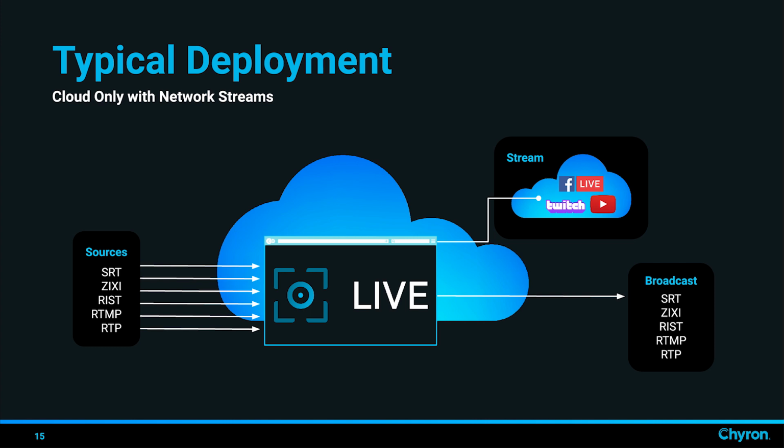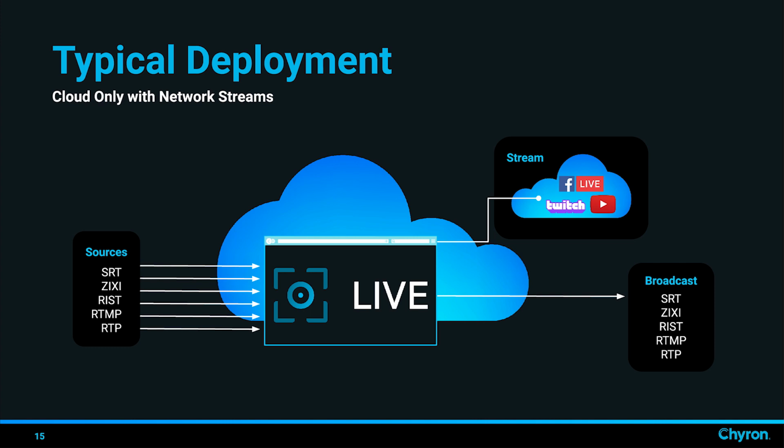Now, let's have a look at how production comes together with a cloud system like Live. So the simplest example shown here, in this case, you'd be using cameras or video servers that can output video in a cloud-ready streaming format. Live supports a variety of streaming signals such as SRT, Zixi, RIST, RTMP, or RTP streams.